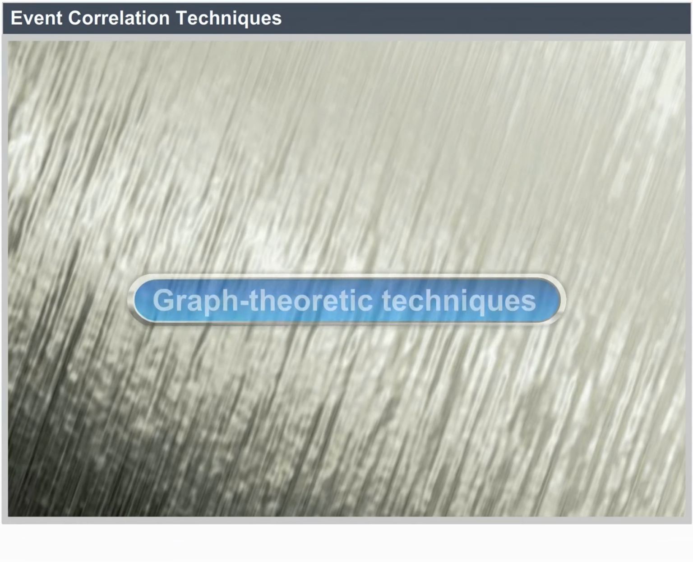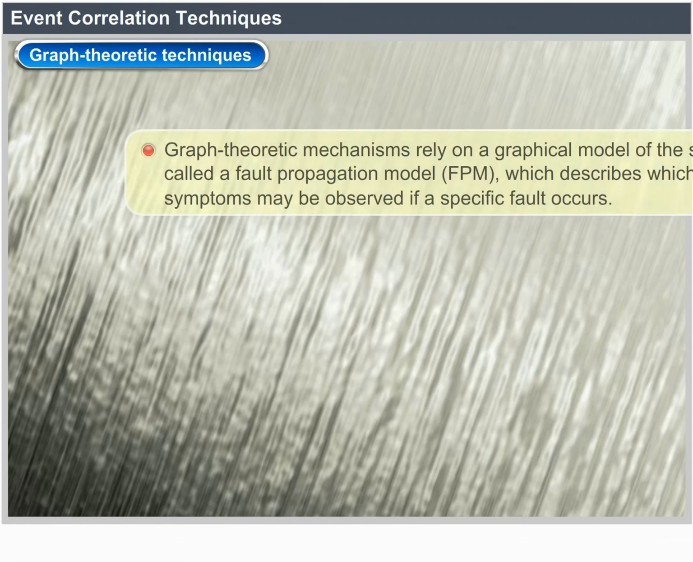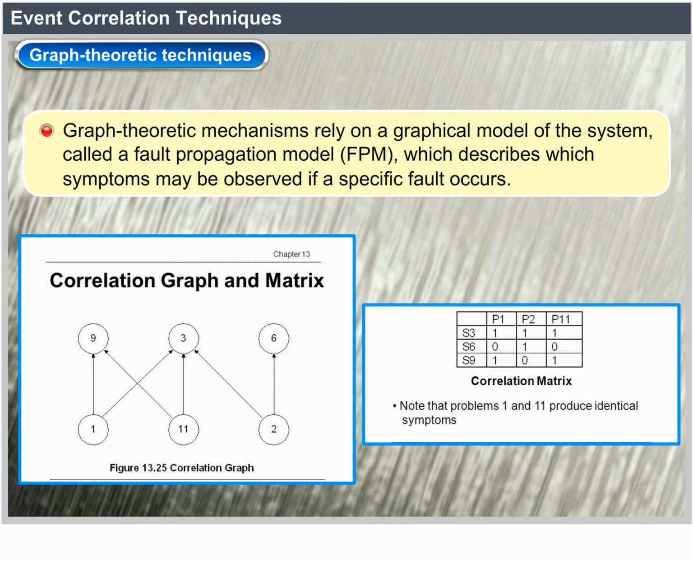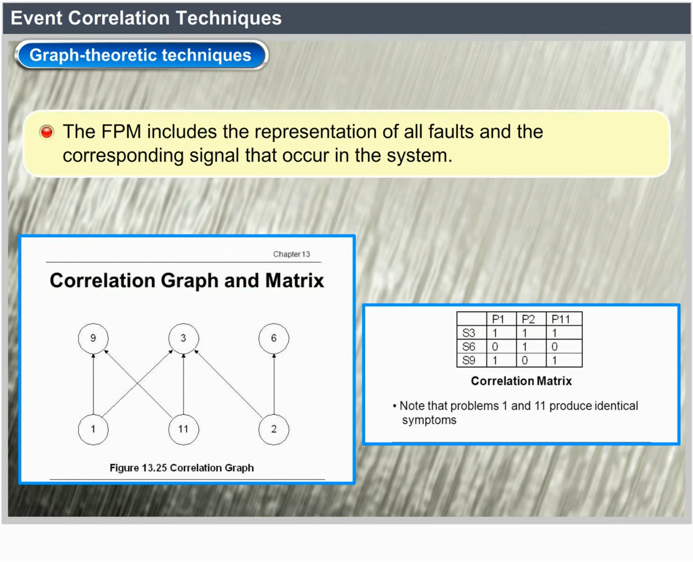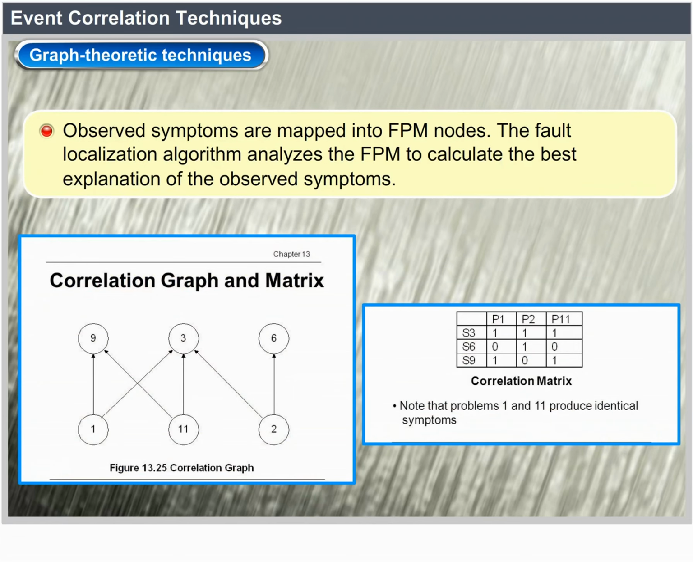Graph theoretic techniques. Graph theoretic techniques rely on a graphical model of the system called a fault propagation model, or FPM, which describes which symptoms may be observed if a specific fault occurs. The FPM includes the representation of all faults and symptoms that occur in the system. Observed symptoms are mapped into FPM nodes. The fault localization algorithm analyzes the FPM to identify the best explanation of the observed symptoms.